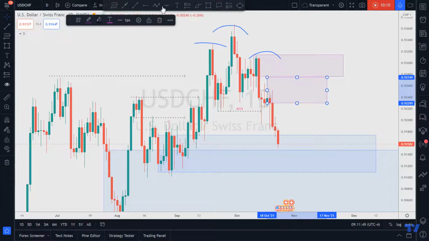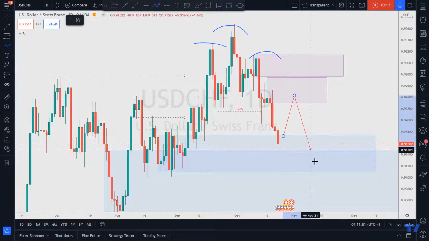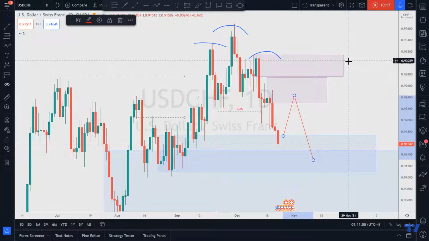Price could very well come up here and then turn around and make a lower low, in accordance with the strength differences between the USD and Swiss franc. Remember, price may structurally say, "Hey, we want to make a higher low here to make a higher high," but we're also going by strength. Price could very well eat its way through this order block and continue significantly lower.